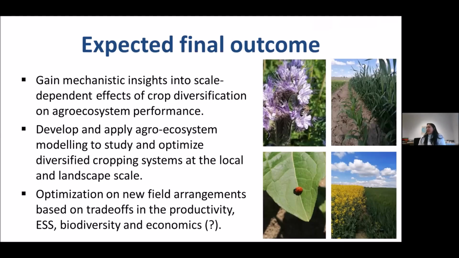So as a final outcome, we expect to gain mechanistic insights into the scale-dependent effects of crop diversification on agroecosystem performance, and what we aim for in the long term is to develop and apply agroecosystem models to study, but also to optimize these diversified cropping systems at the local and the landscape scale by considering different trade-offs in terms of not just productivity, but also the delivery of ecosystem services, biodiversity, and possibly also economics.